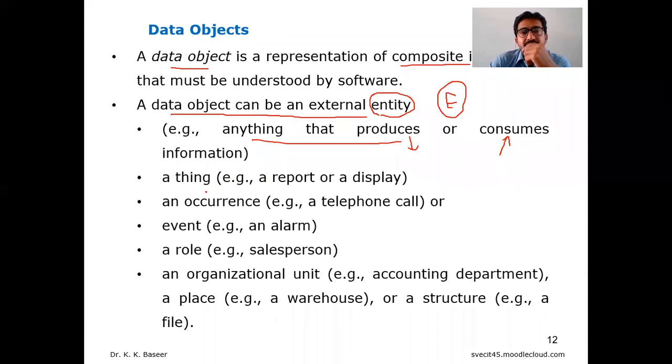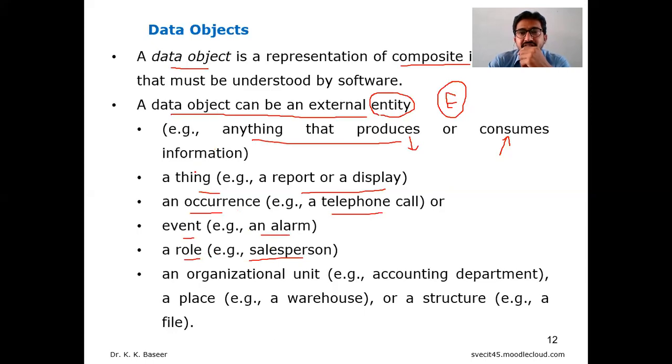Another example of an external entity, a data object, is a thing. A thing may be a report or a display. A report means, once you have done a transaction, you can go to the history. That is a report. Once you have done a transaction, it shows transaction successfully done. That's a display, and that also comes under data objects. An occurrence can also be a data object; an example of an occurrence is a telephone call. An event is a data object, for example an alarm, which triggers a reminder. A role, for example salesperson, can also be a data object as an external entity.